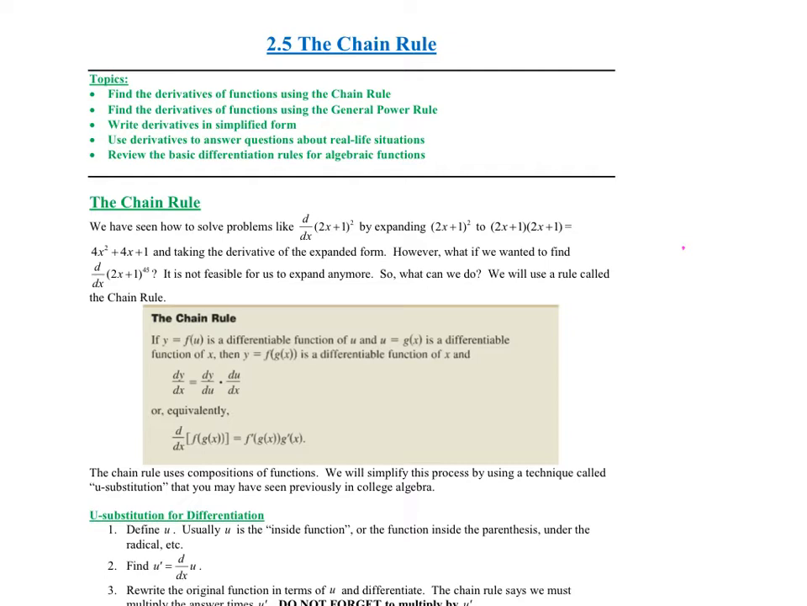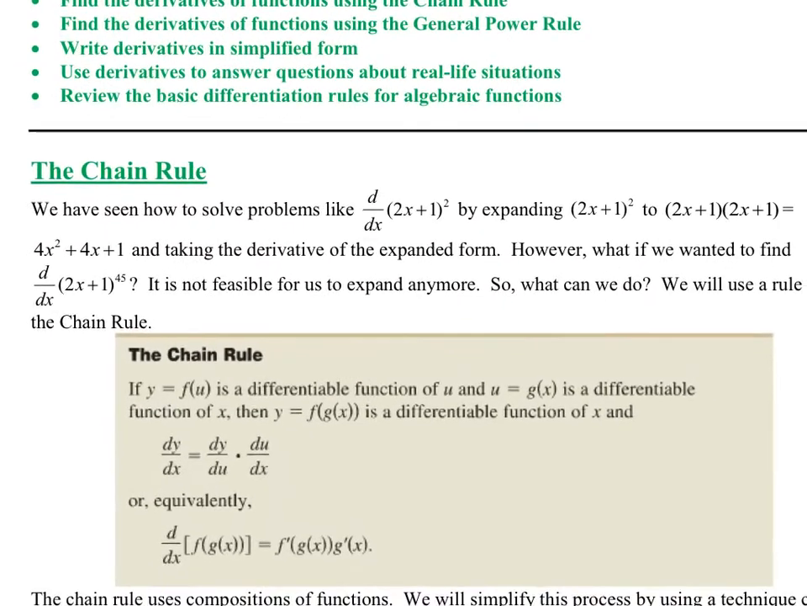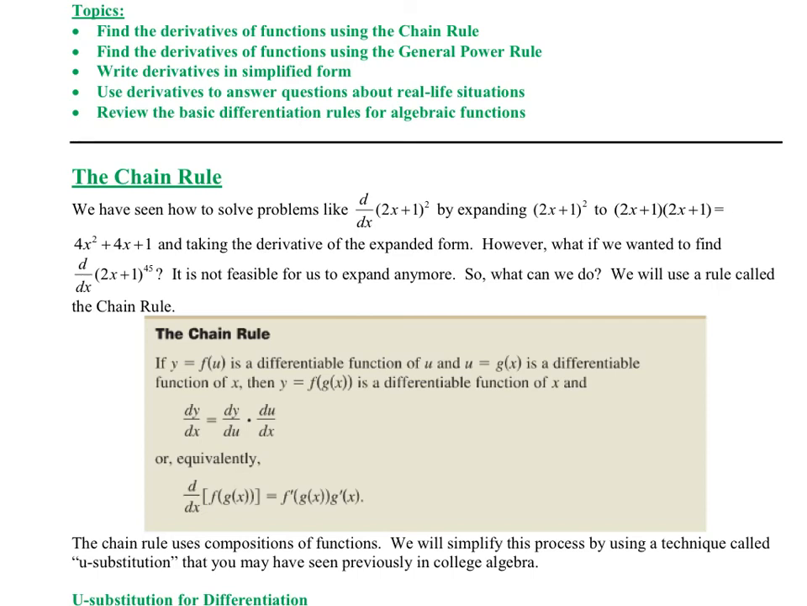So this is an extremely, extremely important rule that we will be using numerous times, virtually every time, for the rest of the semester. Okay, so let's look at it. It says, we have seen how to solve problems like the derivative with respect to x of (2x + 1) squared by expanding (2x + 1) squared to (2x + 1)(2x + 1), which equaled 4x² + 4x + 1, so that's if you did foiling, and then you take the derivative of the expanded form. In the last section, we learned that you could have used the product rule.